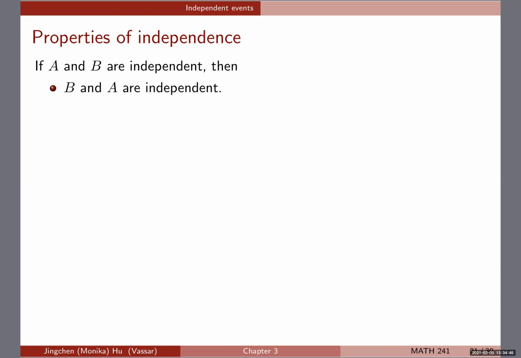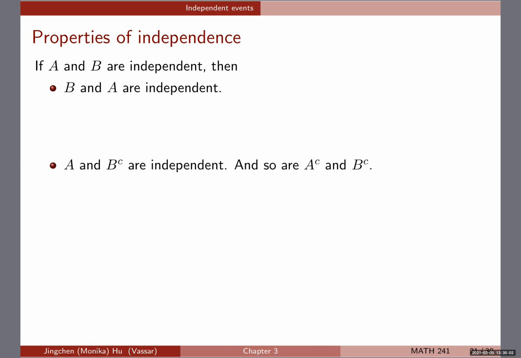Okay, not surprisingly, no order. It doesn't really matter which order you're going. If A and B are independent, then B and A are independent. The second one is quite interesting here. If A and B complement are independent, then also A complement and B complement.